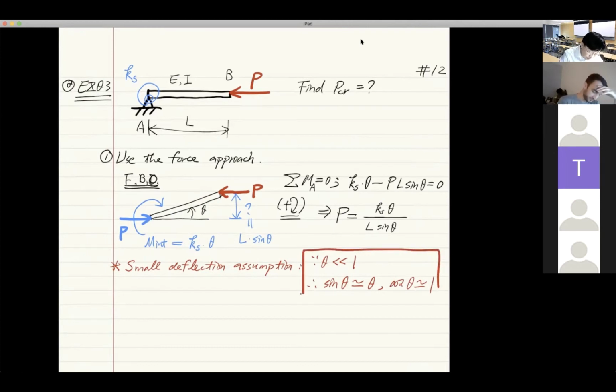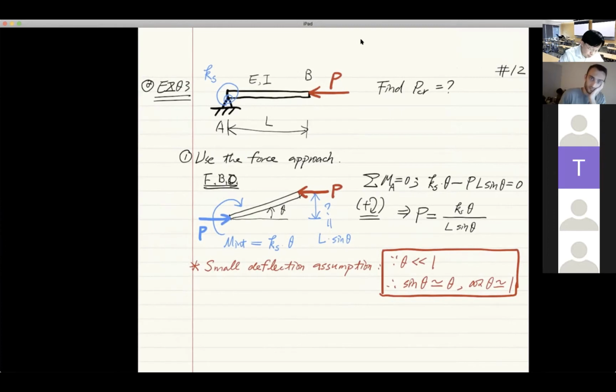We're going to replace sine theta with theta, and we will replace cosine theta with unity. Now with these two, of course, you know what happens to tangent theta? What would tangent theta be approximated to? Theta. Yes, theta, right?